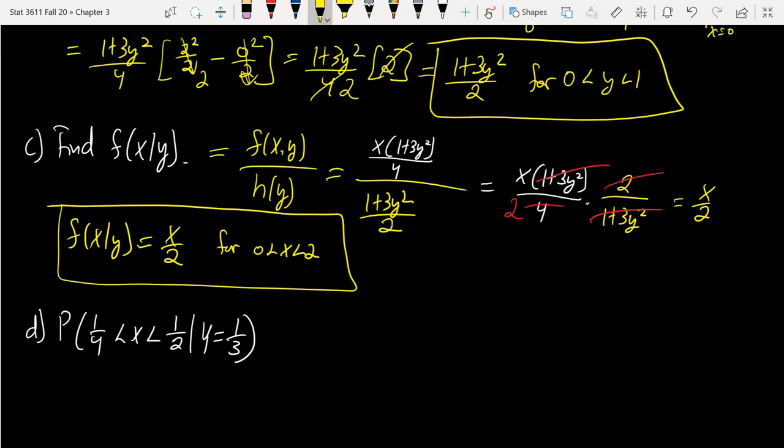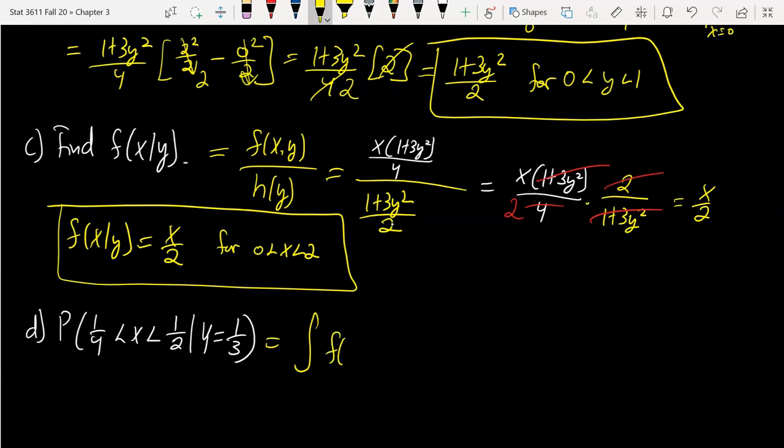There is no y in your conditional density, but if you had a y value here, you just plug in 1/3 for y. Y doesn't explicitly show up, so we don't really need that. So how do we answer this? We just need to integrate our conditional density, which is x over 2. Let's do this in general.